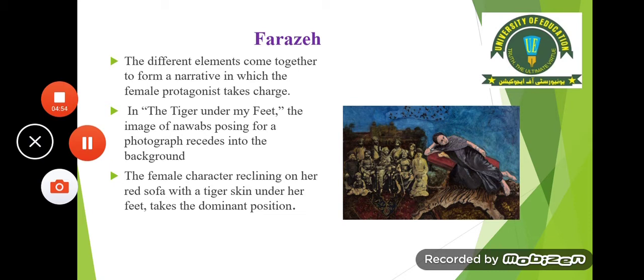So we can say that in this painting, various symbols and various metaphors have been used as the skin of tiger symbolizes strength and power, and the female has been painted in a very dominant posture, and she has been given the more prominent space in the foreground as compared to the family portrait of Nawabs. It has been set in the perspective far away as it has been of less importance.